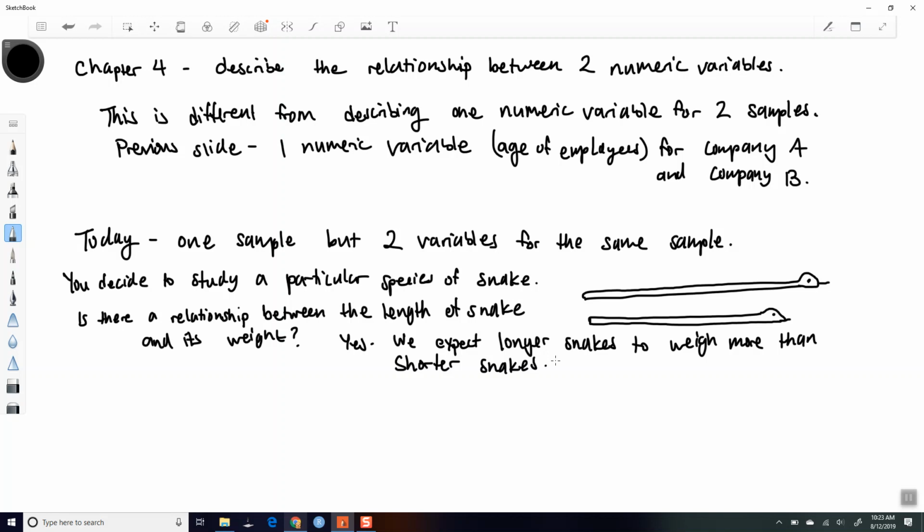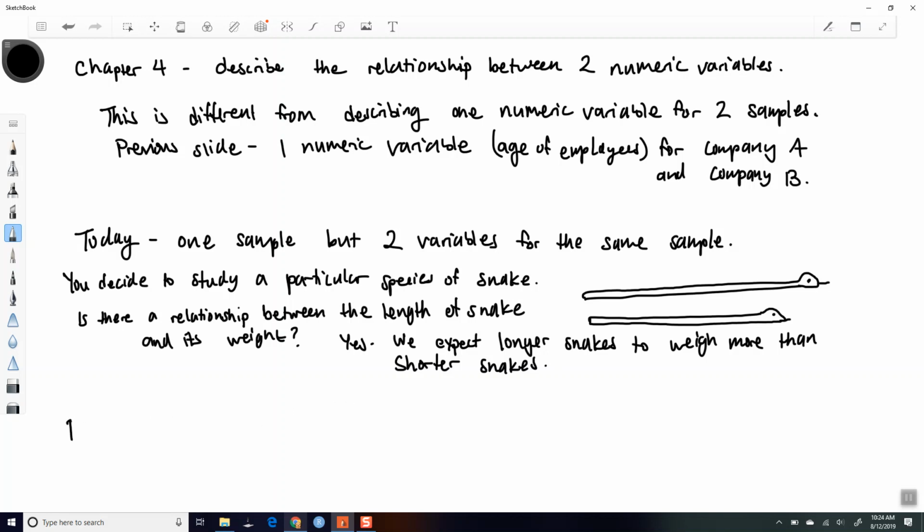We can also later come up with an equation to describe the relationship. We can say if one snake is 1 inch longer than another snake, we would expect the longer snake to weigh about 15 grams more than the shorter snake. We want to be able to describe that exact kind of relationship as well. So that's what we're going to focus on today: describing the relationship between two numeric variables, and learning the precise language.